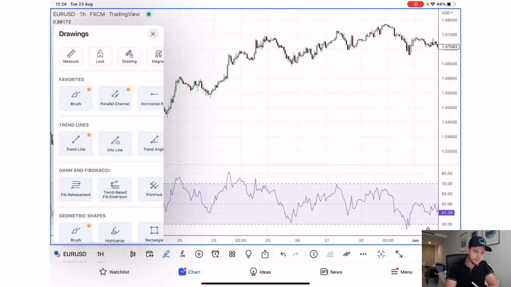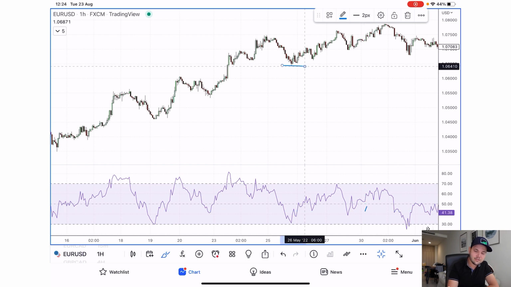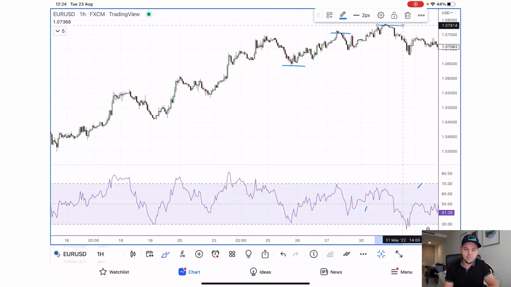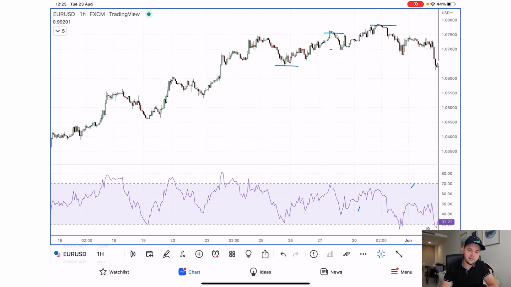So let me just draw a quick range here. You see, we have a low over here, and a high somewhat over here. We're not yet in a very clear range, but it's still pretty good. See how price now goes back near the low.